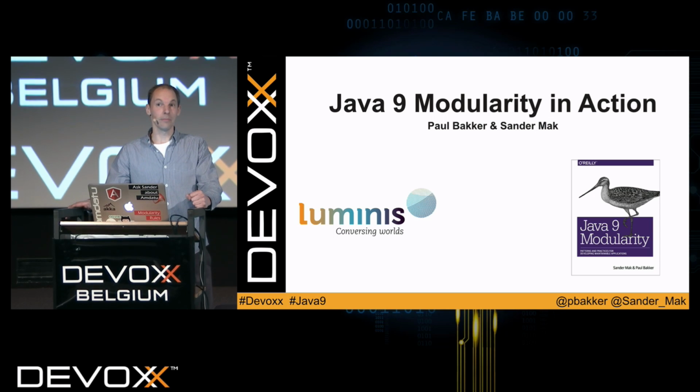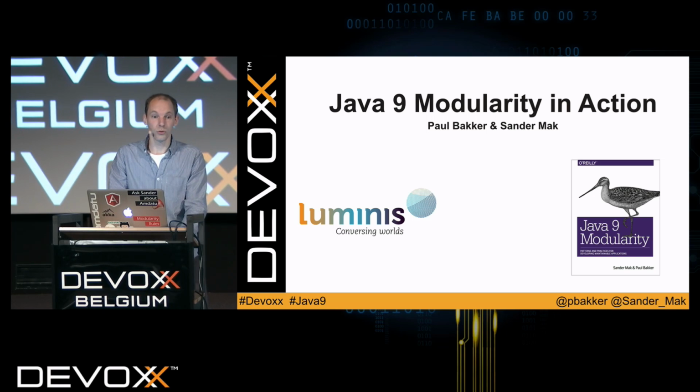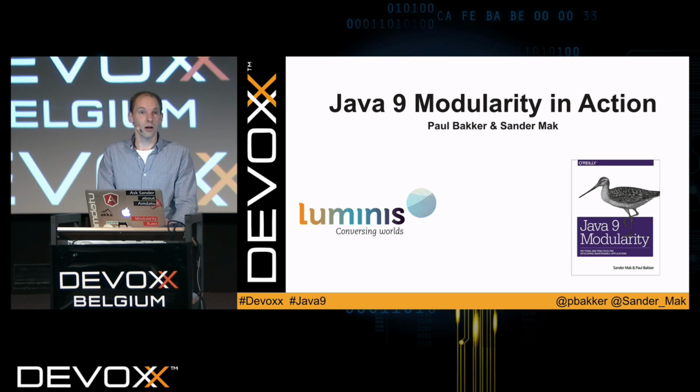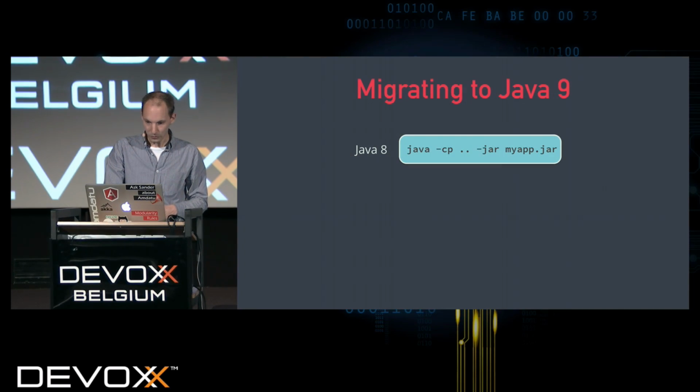Okay, welcome back everyone. So this is the second half of Java 9 Modularity in action. And as we said, this half is going to focus on migration. What do we do to take our existing code, pick it up from Java 8 and run it on Java 9, first of all, and then also maybe even migrate it to modules.